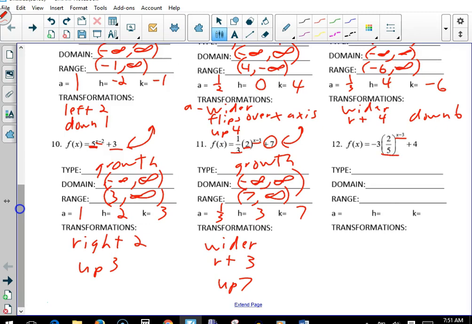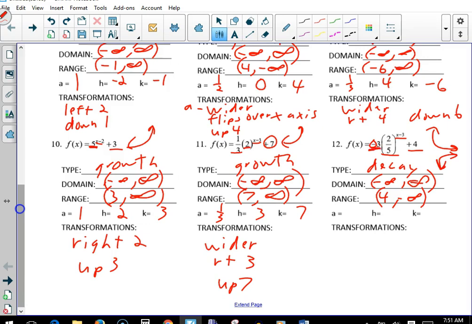Okay, who's holding the balloon? A fraction. So that's decay, which looks like this, generally. But since it's negative, it's going to look like this. We have to look for all these things. Now the domain does not change. The range, we look right here to get that number, and then we look, and since this is negative right here, it's going to be negative infinity because it's going down.